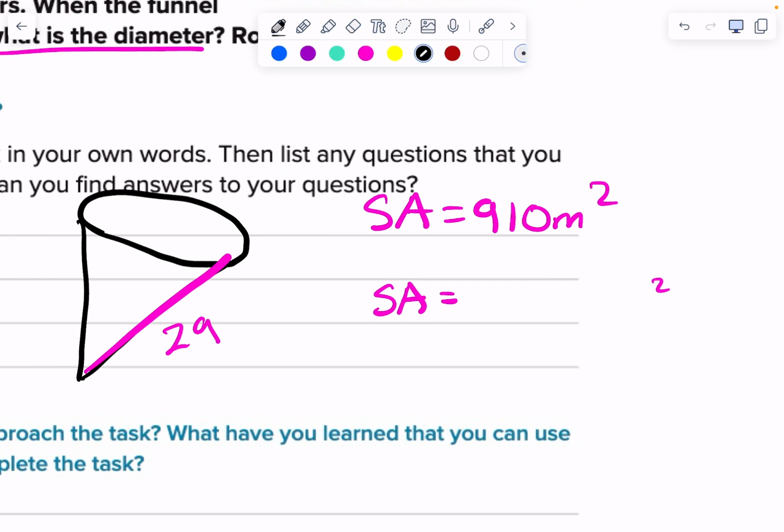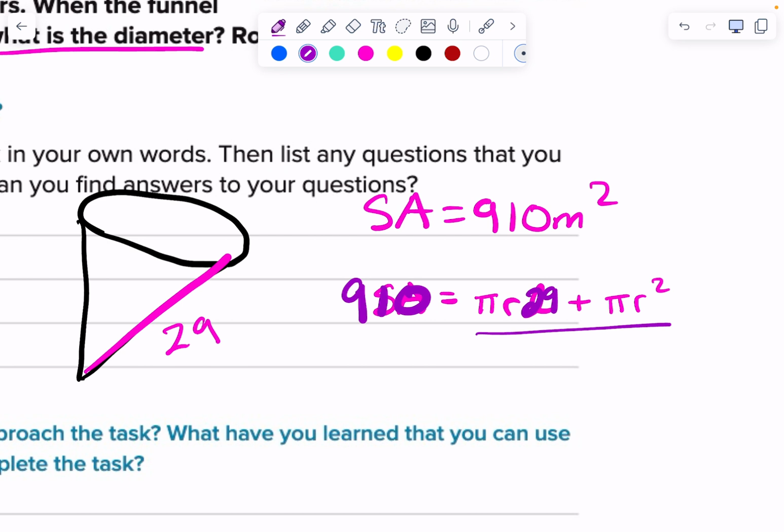All right, so this is the formula that we have for a cone. I know that the surface area is 910. What else do I know? At the widest, it's 29 meters. Oh, no. The slant height is 29 meters, right? So 29 goes here. Got it? Okay. Oh, man. We got to solve for R.